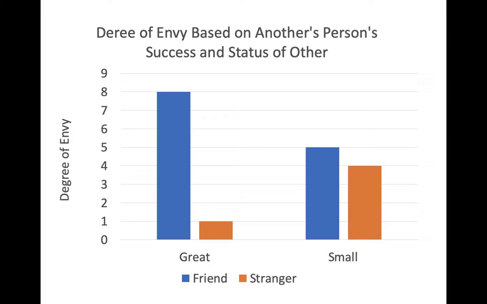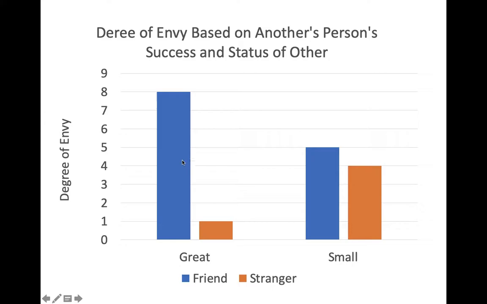Okay, so the first thing, parts A and B asked you to create a graph, and to create it both ways. So let's make sure I did this. Yeah, good. The first thing that we're graphing here on the vertical axis is degree of envy, because that's the measured variable, or the outcome variable, or the dependent variable. Those terms are used more or less interchangeably. So the bars here represent status of other, either the friend or the stranger, and then the two groupings represent whether it's a great success or a small success.